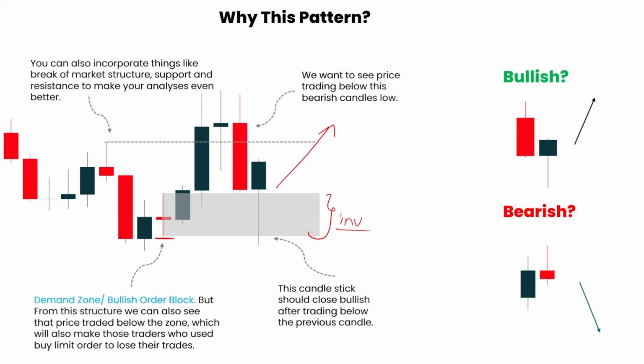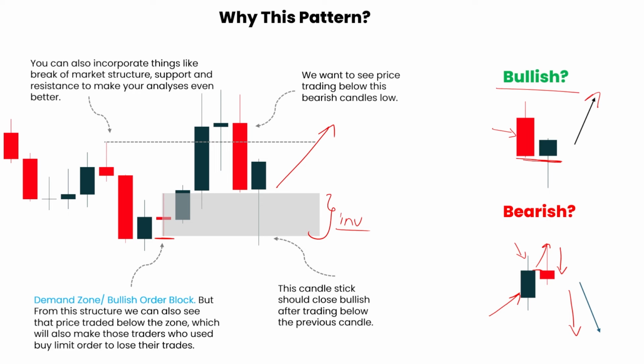On the bullish side, we need to see price trading below this bearish candle's low and then closing bullish. This will make a bullish analysis to the upside. And then the bearish point of view is the same thing. You need to see price moving higher, with a bullish candlestick, by the way, trading above the previous candle's high and then closing bearish. We can also see that when the market opened here, it shot higher and then rejected quickly. So that means the next price action is to the downside.